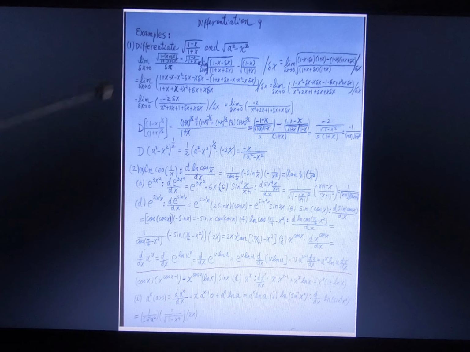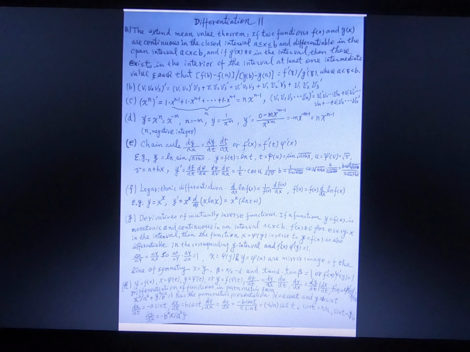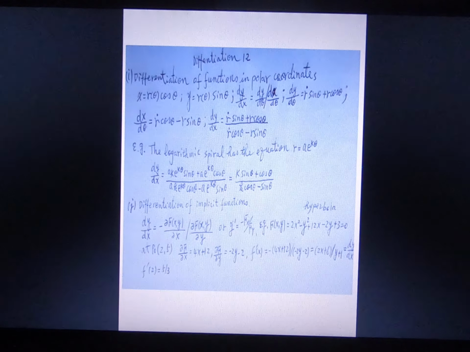These give you many examples of finding the derivative or using the derivative. These are more examples here. And these are more examples. These are more examples. Now I will give you some more information from the book.